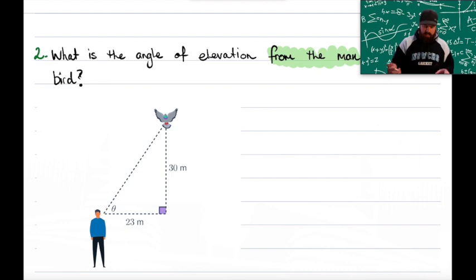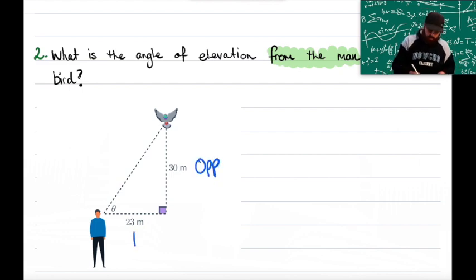So if we can see in our diagram, from the man, you look out to the horizontal and then you go up to the bird. So you can see that down there is the angle that we are looking for. Right, now that we've identified our angle and all that information's on our triangle, let's go through and identify our sides. So if I look at that 30, well, that's the opposite side.